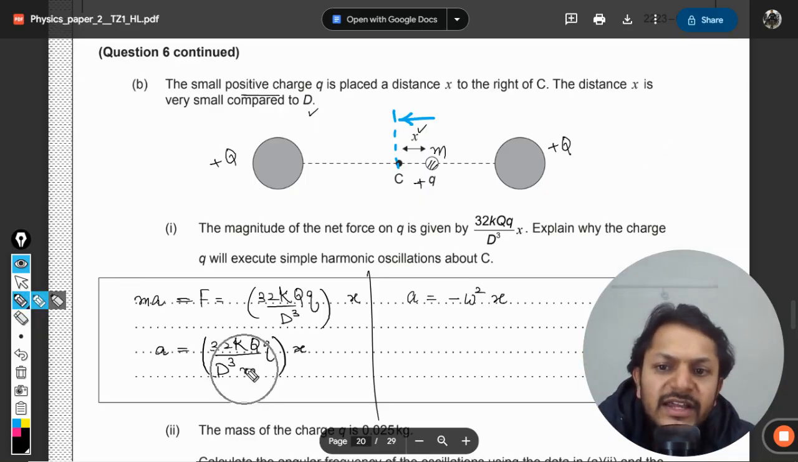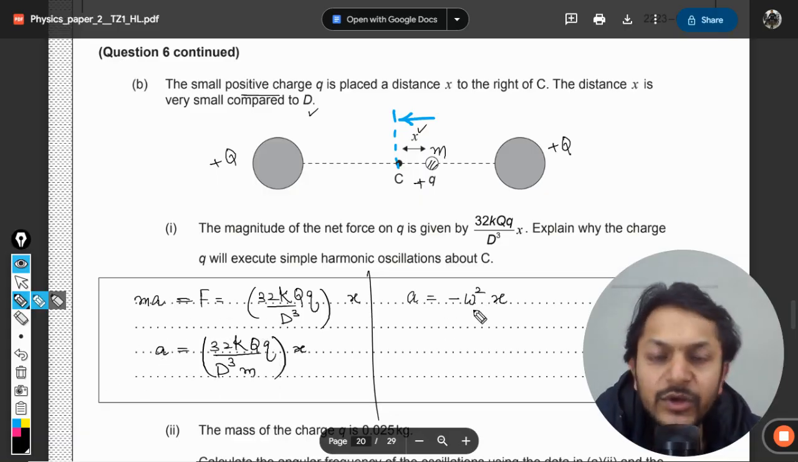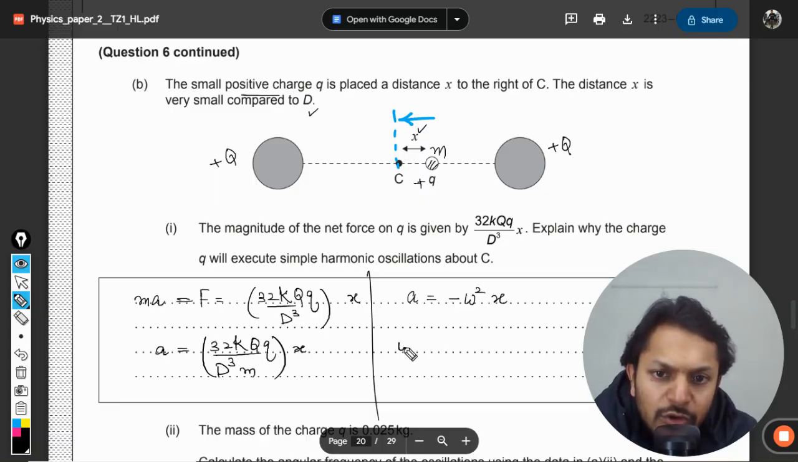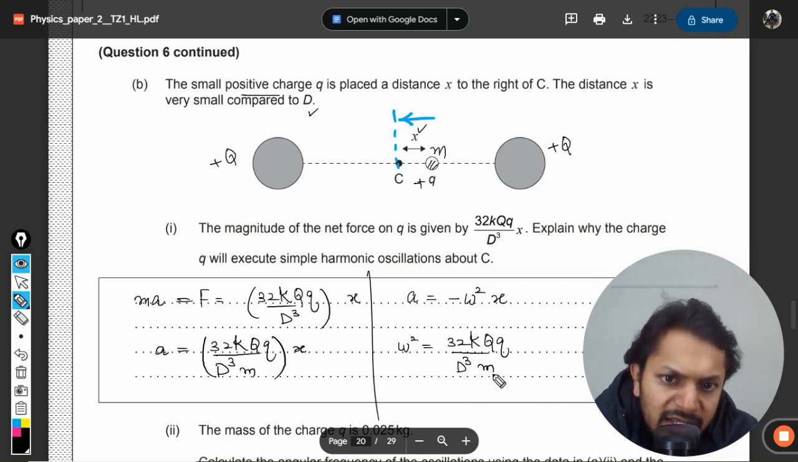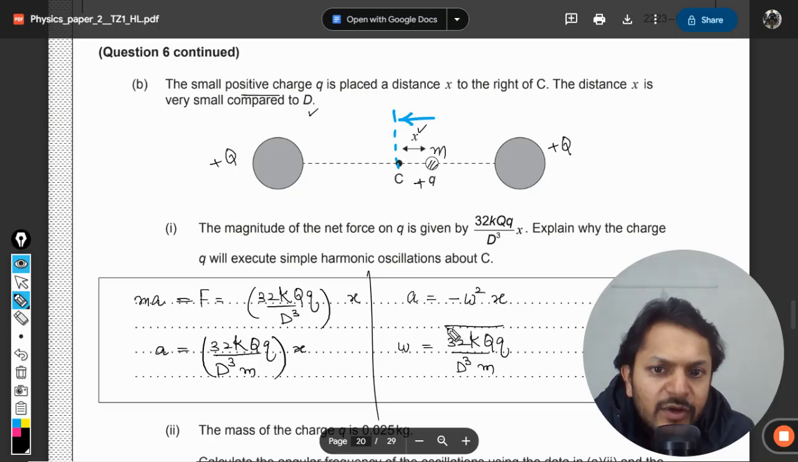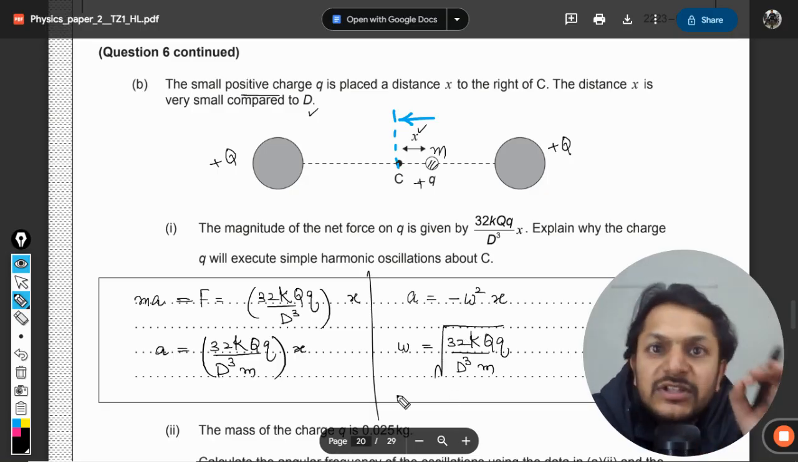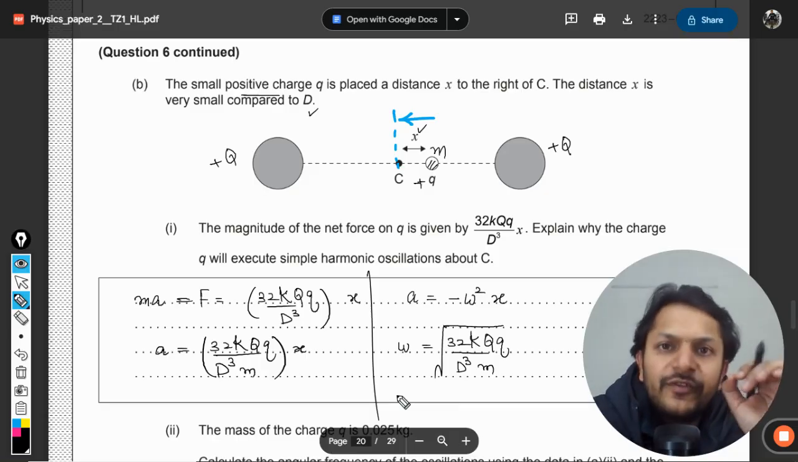First of all, we will create this expression for acceleration, and then this is the fundamental equation. We are now going to compare it. So omega square will be equal to 32k capital Q small q divided by d cube m. This is equal to omega square, and because you want to find the angular frequency, you have to take the square root. So this is your answer. This becomes the omega, the angular frequency.